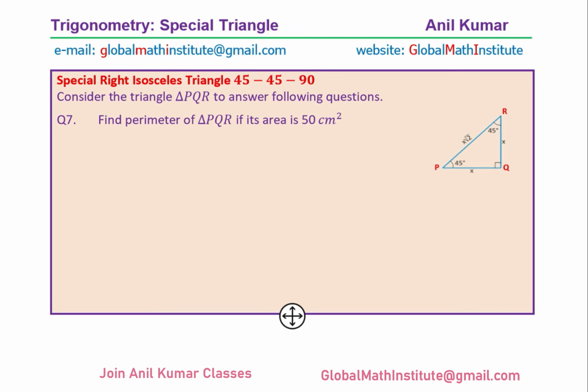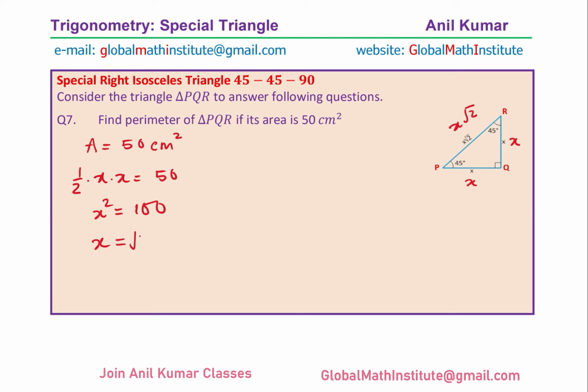Let's take up the next question, which is question number 7. Find the perimeter of the triangle if its area is 50 centimeters square. You can actually pause the video and answer this particular question. So if area is 50, let's take the sides as x each, right? And hypotenuse will be square root 2 times x. So half of x times x is 50, or we can say x square is equal to 100, right? So x is equal to square root of 100, which is 10. So P to R, which is the hypotenuse, will be 10 square root 2, right?